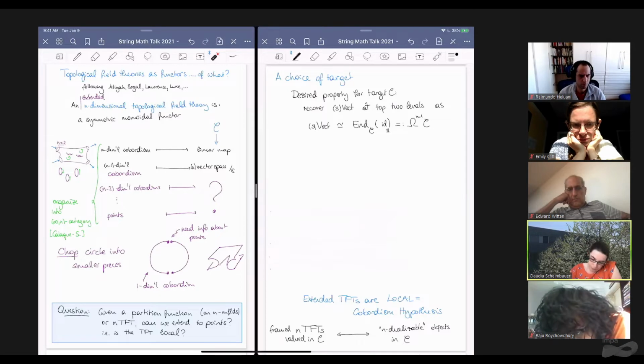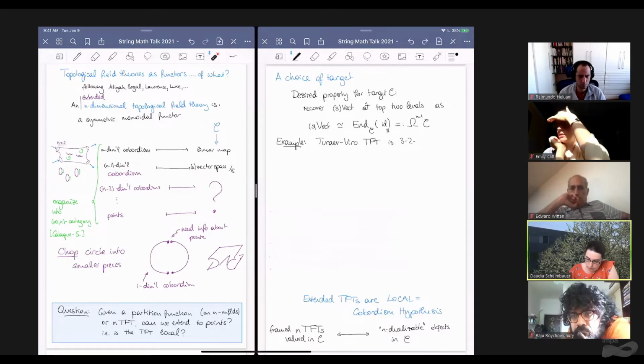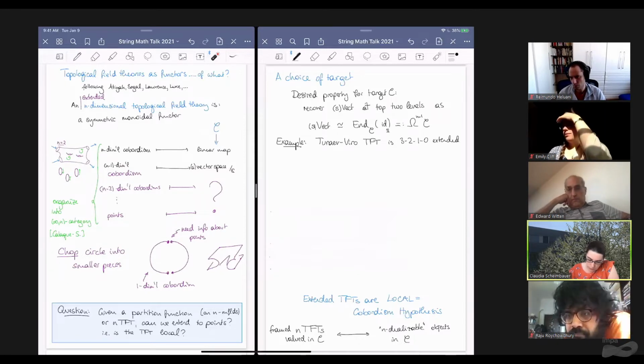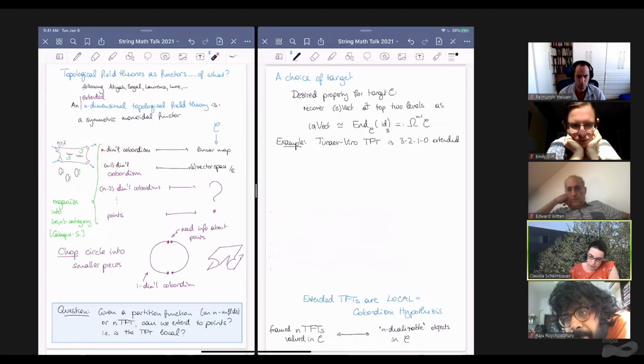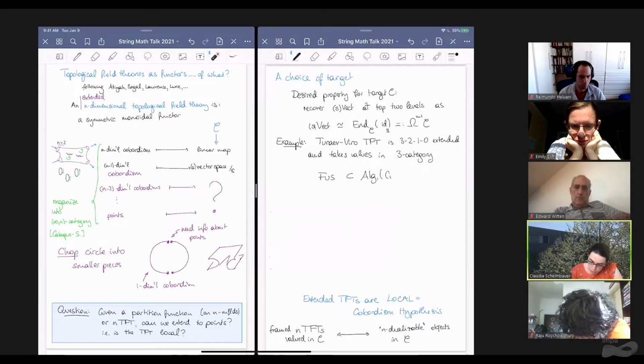But that's just a fancy way of expressing that here we really want vector spaces or super vector spaces. Okay, so let's look at an example. A particular TFT that you might be interested in is Turaev-Viro theory. And this indeed is a 3-2-1-0 extended. So here I'm just listing the dimensions that appear. And it takes values in a three-category that will be called Fus, for fusion categories. And that will sit actually in something larger, which we will look at in more detail. So this will reappear later, this right-hand thing.